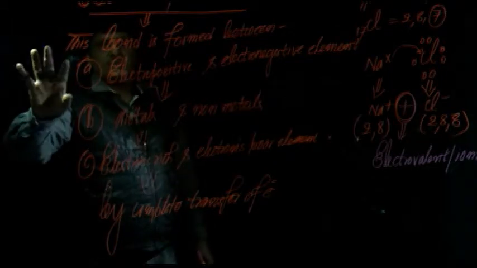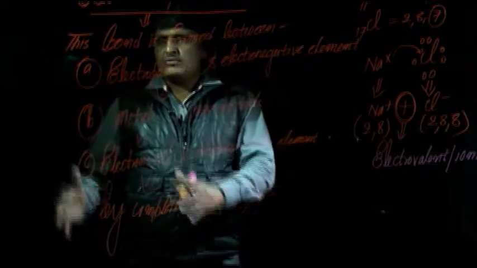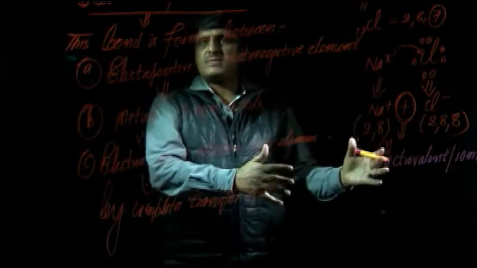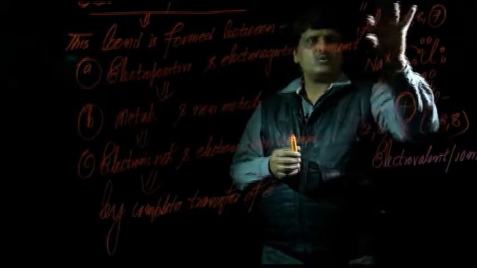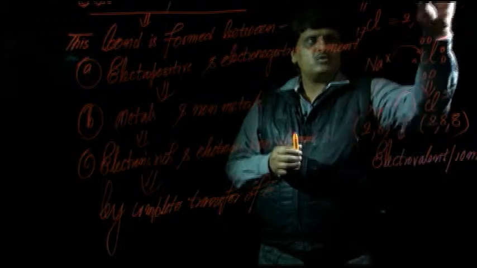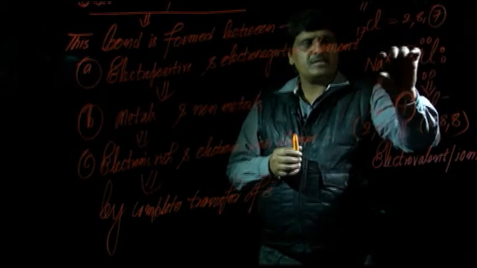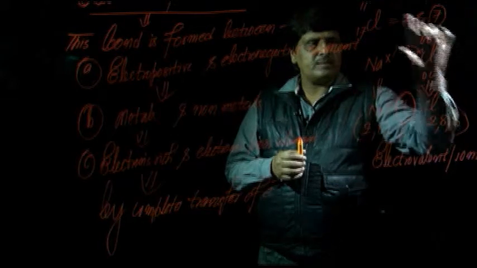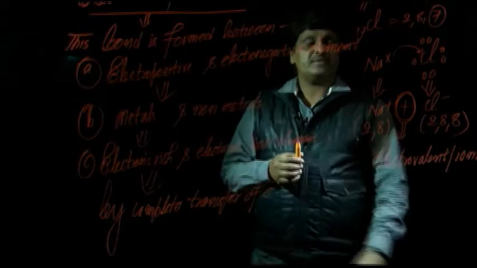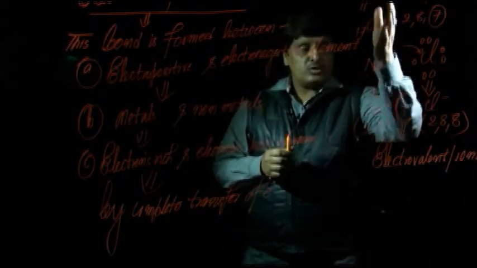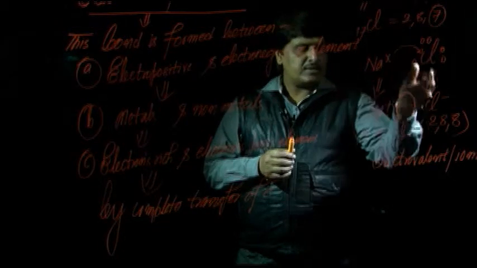So, first review of this particular bond. This bond is found between electropositive and electronegative, metals and non-metals, electron rich and electron poor elements, by complete transfer of electron. Once the electron has completely transferred, it becomes the sole property of the element to which it has transferred. For example, sodium has only 1 valence electron, chlorine has 7 valence electrons. So 1 electron of sodium and 7 electrons of chlorine will participate in bond formation. As soon as the 1 valence electron of sodium is completely transferred to the chlorine atom, sodium forms the cation Na plus, and chlorine forms the anion Cl minus.